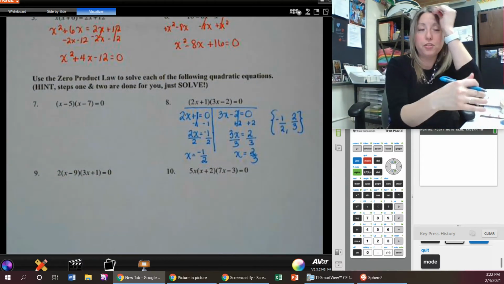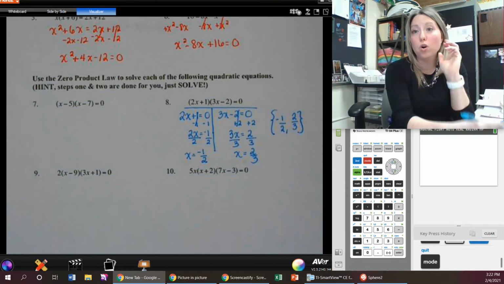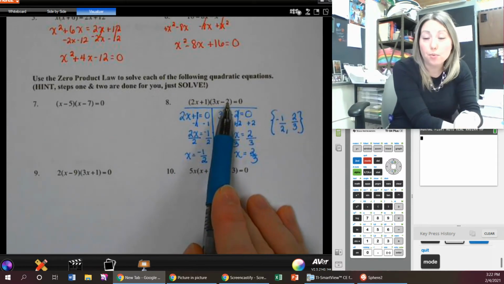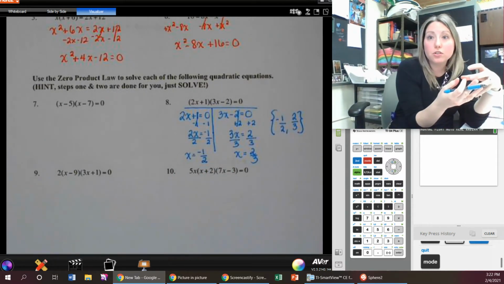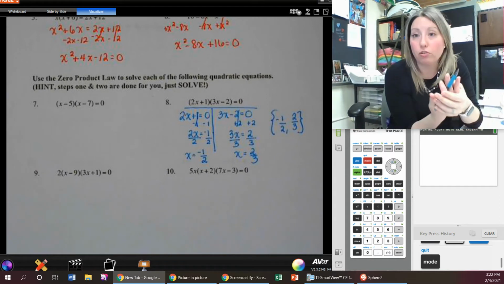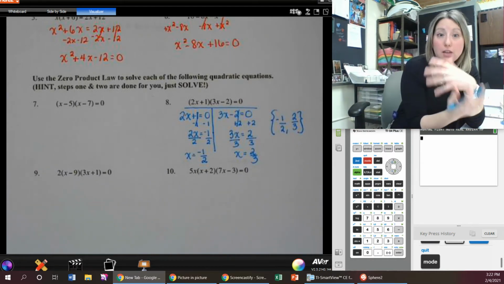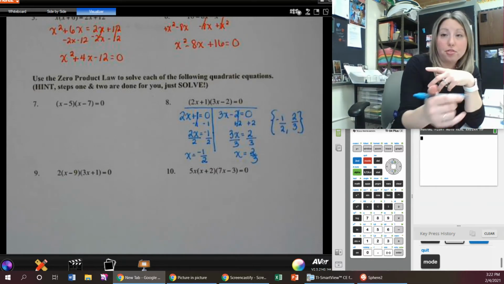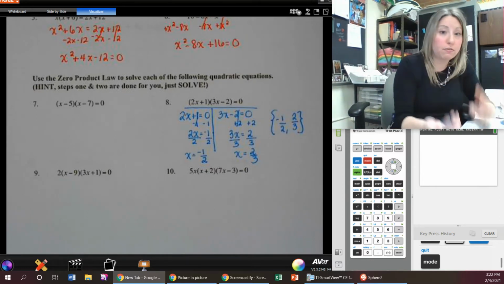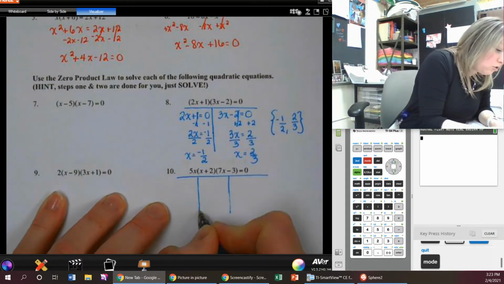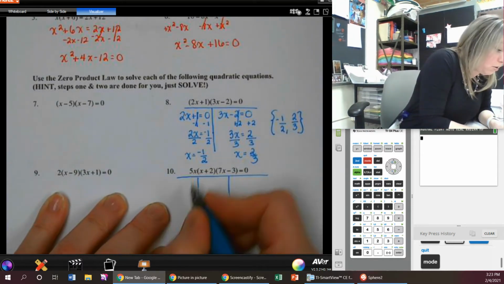But those are both the answers for x that would make these factors equal to 0. And that would mean one of the two factors is 0, so that would mean the equation works out. If you look at number 10, all three factors have a variable present. So all three factors need to be in the t-chart and set equal to 0.